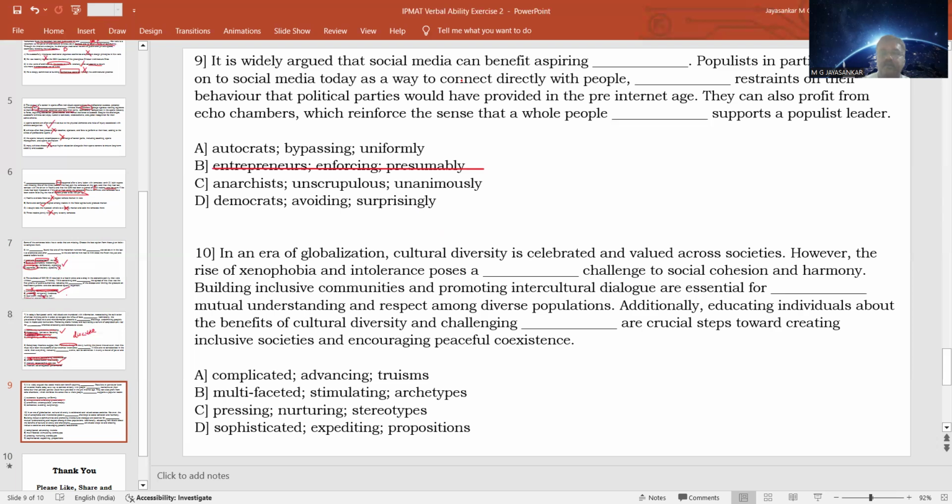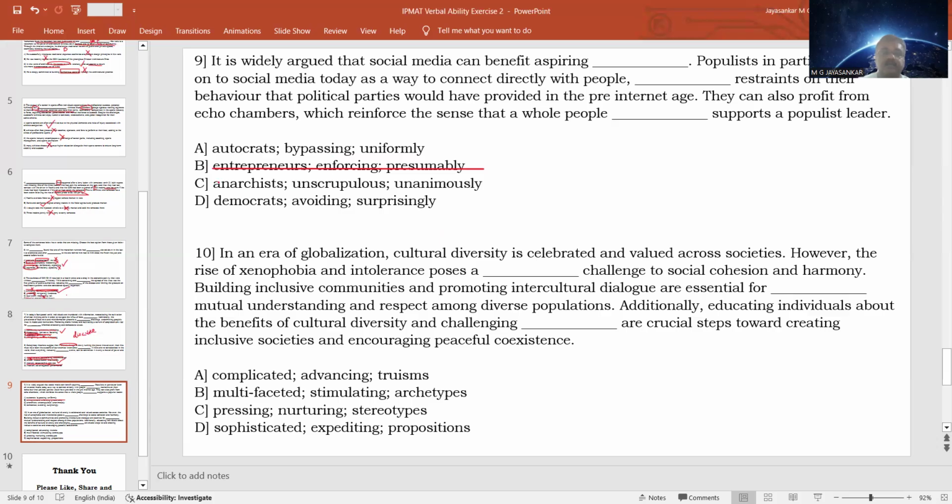Political parties would have put certain restrictions on the actions of the individual leaders. So here, because of the digital age, individual leaders can overcome the restrictions that political parties would have provided in the pre-internet age. So the key word is overcoming the restrictions. So what would be the correct word? Bypassing, bypassing the restraints.